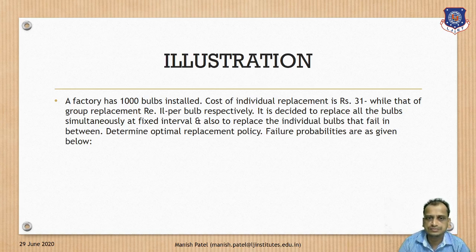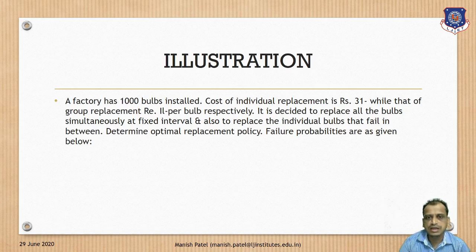If you are removing all the bulbs at the same time, that is costing the company 11 rupees per bulb. Clear? Now it is decided to replace all bulbs simultaneously at a fixed interval. What do you mean by that? It means that suppose, for example, after 8 months the company is deciding to replace all the bulbs. Clear?